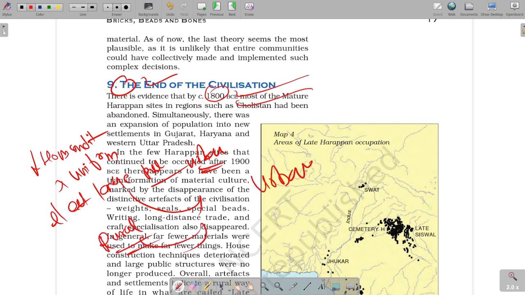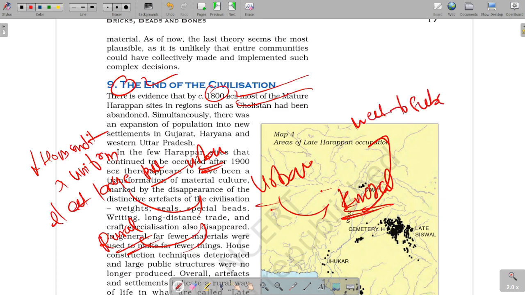Initially it was urban, hugely urban. Now it started becoming rural. The people went to subsistence on agriculture, etc.